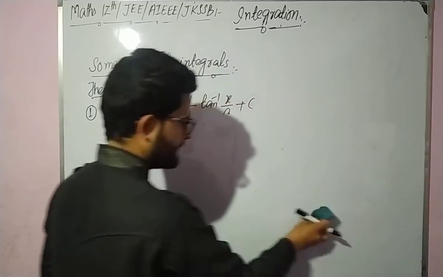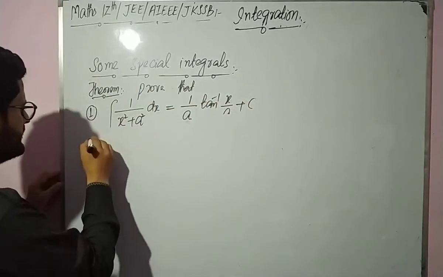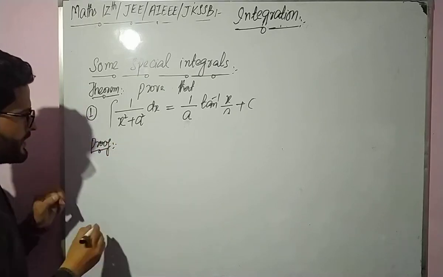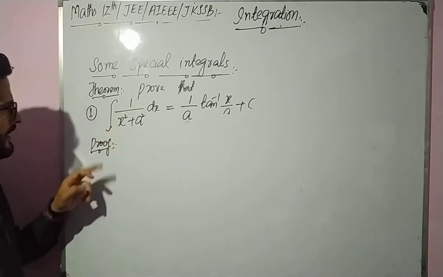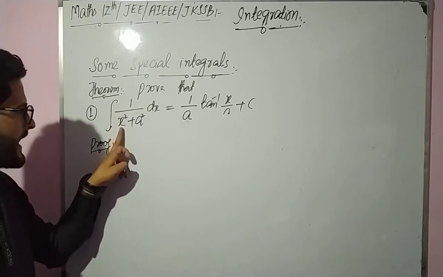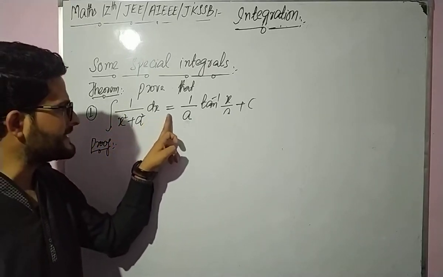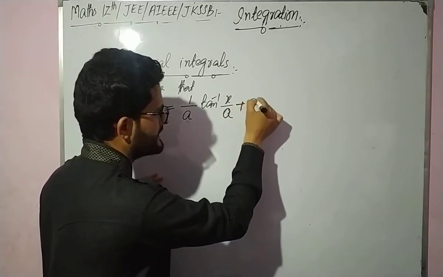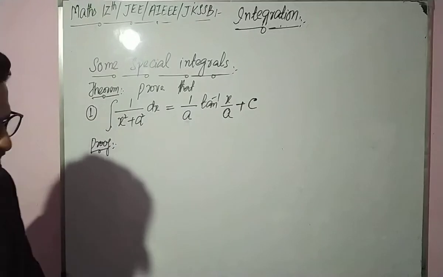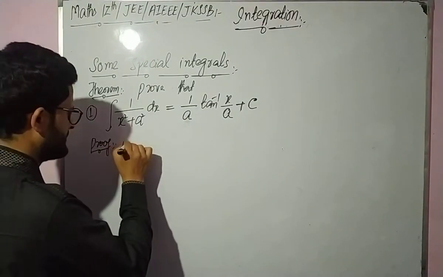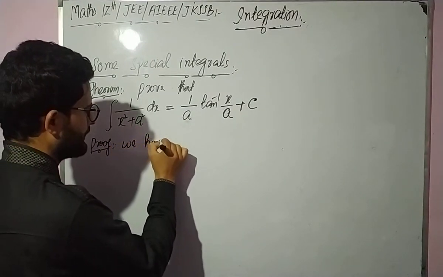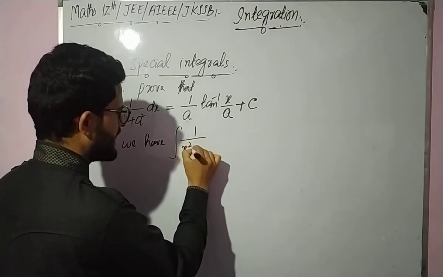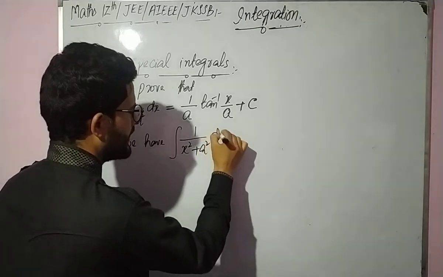Here lies the proof of the first standard integral. So here it is, the proof. We have to prove that the integration of 1 divided by x square plus a square dx is equal to 1 by a tan inverse x divided by a plus c, the constant of integration. So we have the integration of 1 divided by x square plus a square into dx.